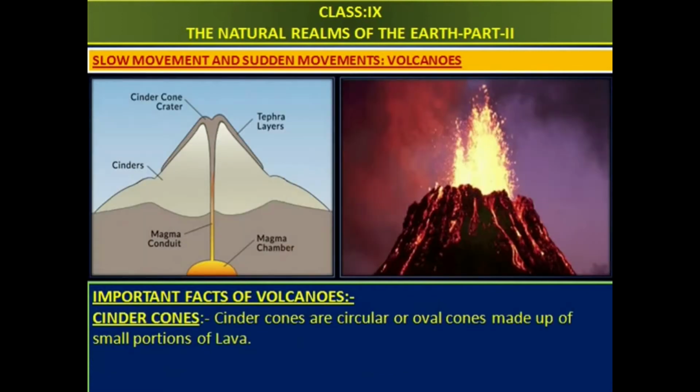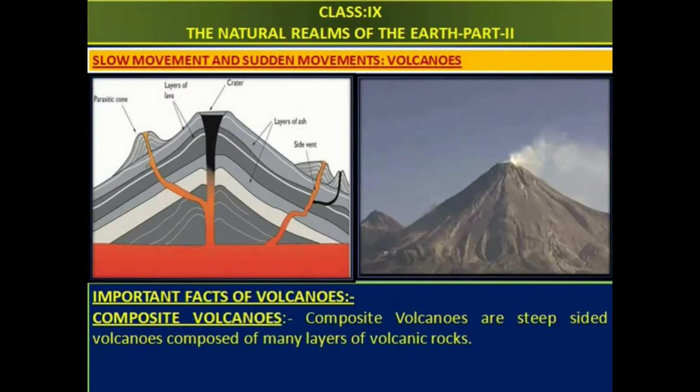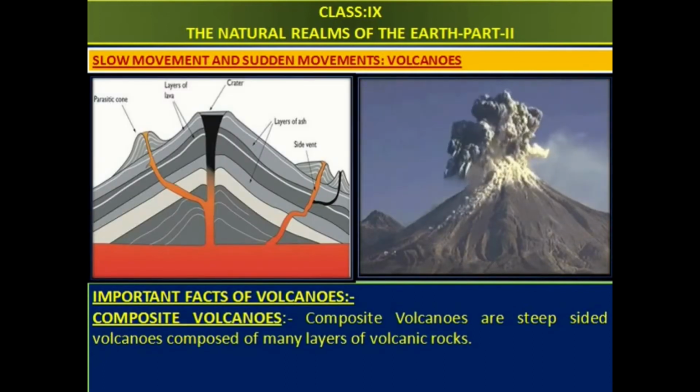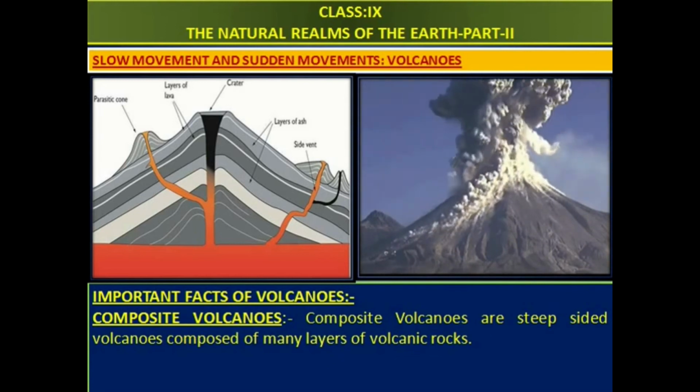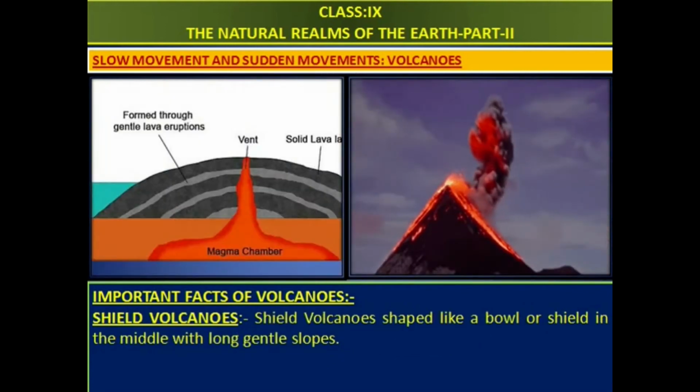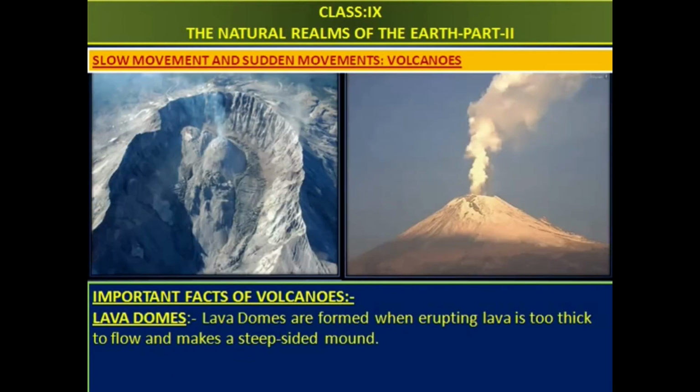Cinder cones are circular or oval cones made up of small portions of lava. Composite volcanoes are steep-sided volcanoes composed of many layers of volcanic rocks. Shield volcanoes are shaped like a bowl or shield in the middle with long gentle slopes. Lava domes are formed when erupting lava is too thick to flow and makes a steep-sided mound.